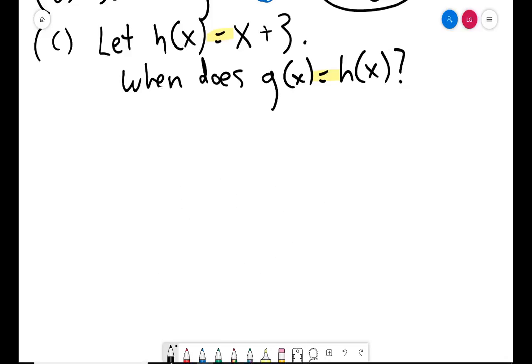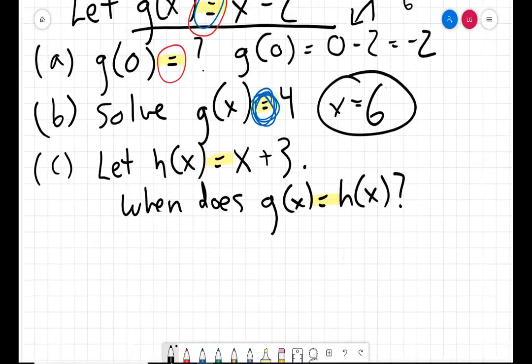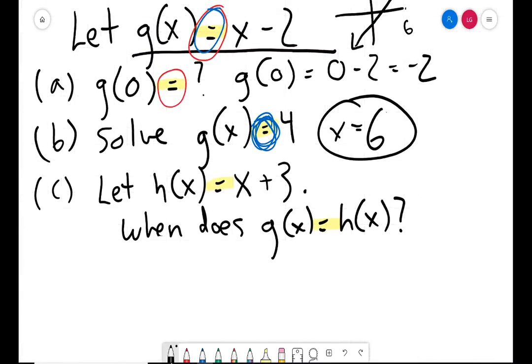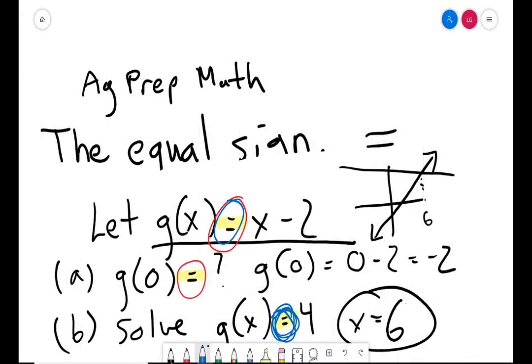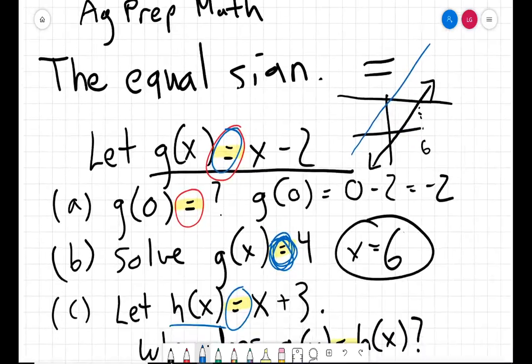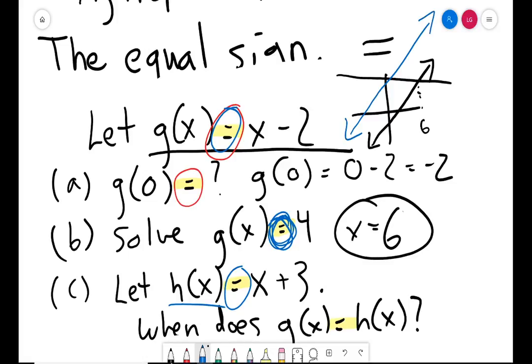Well, last but not least, let's talk about C here. Let h of x equal x plus 3. When does g of x equal h of x? Well, a couple of interesting things happening here. One is we are introducing a new function, h. H does things to inputs as well. What does it do? It does this because of the type 2 equal sign. It takes that input and raises it up by 3. So it's another line. It actually looks something like this, right? To think about compared to the previous one.